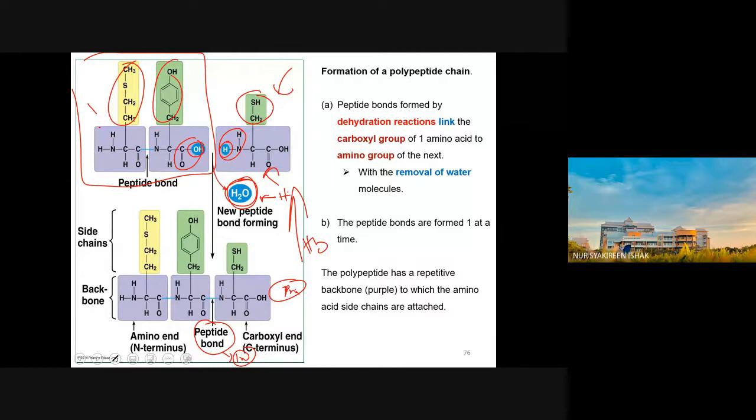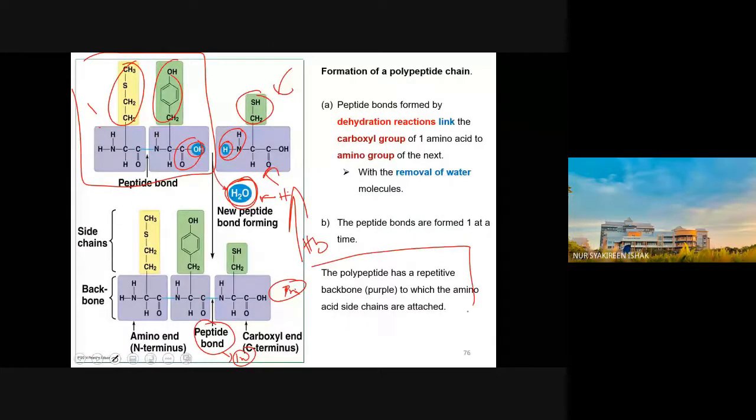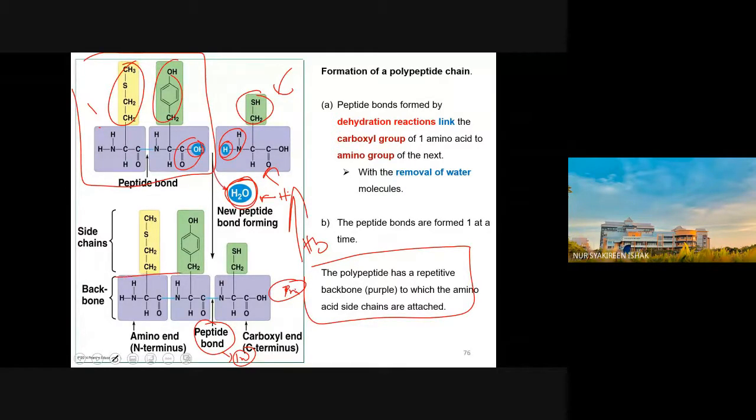Okay, so kalau kat sini dia cakap last point ni, the polypeptide has a repetitive backbone. So this is a repetitive backbone to which the amino acid chains are attached. Repetitive backbone maksudnya here you have the N terminus, hujung pangkal ni kita ada N terminus which is the amino N, hujung ni kita ada carboxyl which is the C terminus.